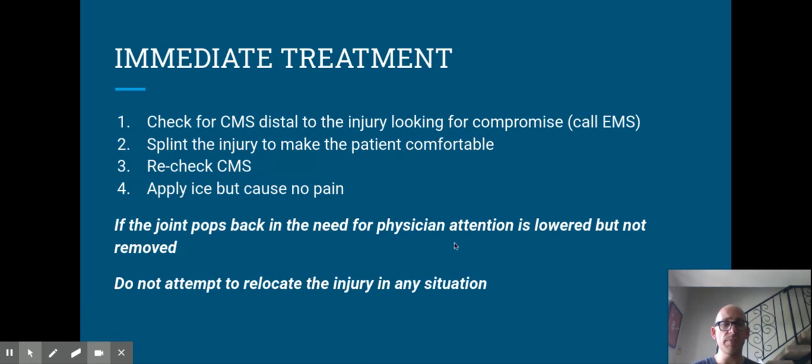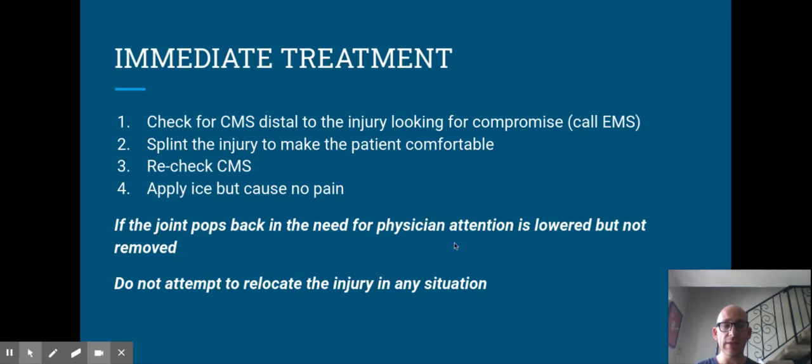Okay, so immediate treatments for dislocation, subluxation. First thing is check CMS distal to the injury. If you get a dislocation of a joint, sometimes it can trap nerves and affect sensation. That needs to be checked immediately. If there's any compromise, that has to be relayed to EMS really quickly. For any dislocation, it's going to be an EMS call.